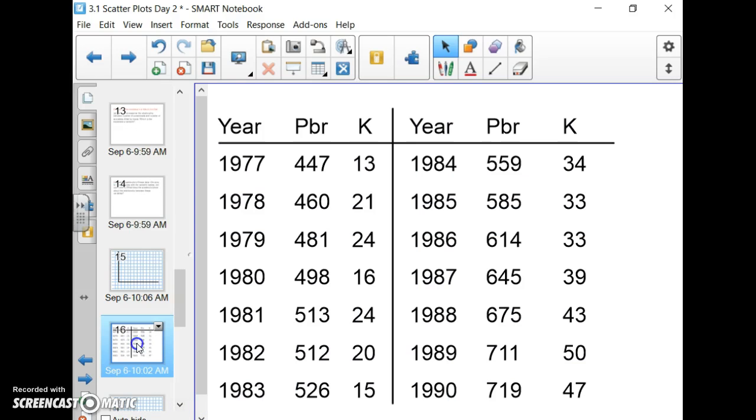Now, here's the data that I got from the book. You notice we have the year. This is powerboat registrations, and this is basically manatees killed. Sometimes you're going to get charts where there's extra information. The extra information here happens to be year. We don't necessarily care about that. What we do care about is these two. We want to know how many powerboats are registered and how many manatees were killed. And I will remind you guys that these are in the thousands. So this is actually 447,000, and this large number is 719,000.